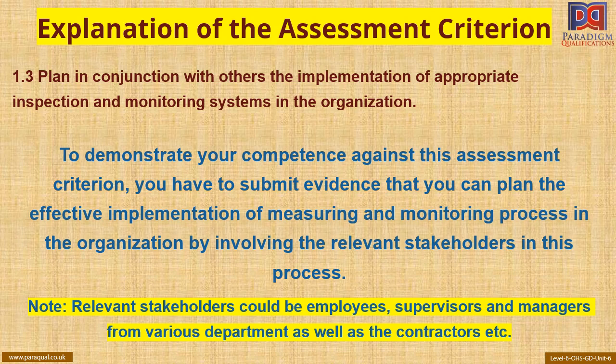The assessment criterion 1.3 of Unit 6 is Plan in conjunction with others the implementation of appropriate inspection and monitoring systems in the organization. To demonstrate your competence against this assessment criterion, you have to submit evidence that you can plan the effective implementation of measuring and monitoring process in the organization by involving the relevant stakeholders in this process. Note, the relevant stakeholders could be the employees, supervisors, managers from various departments, and contractors, subcontractors, etc. Let's discuss what can be the suitable evidence.